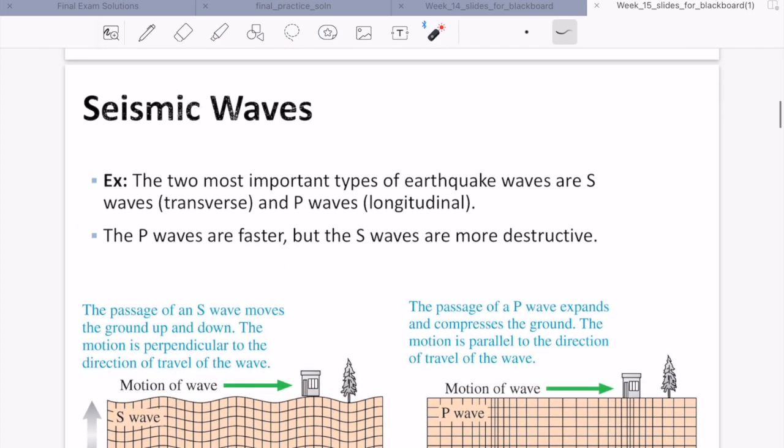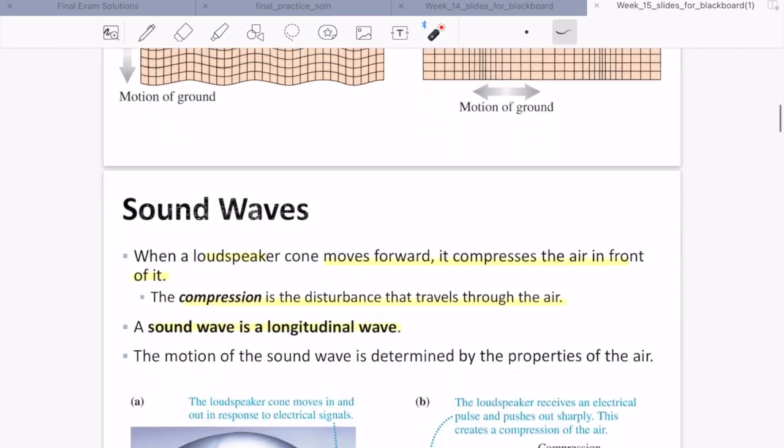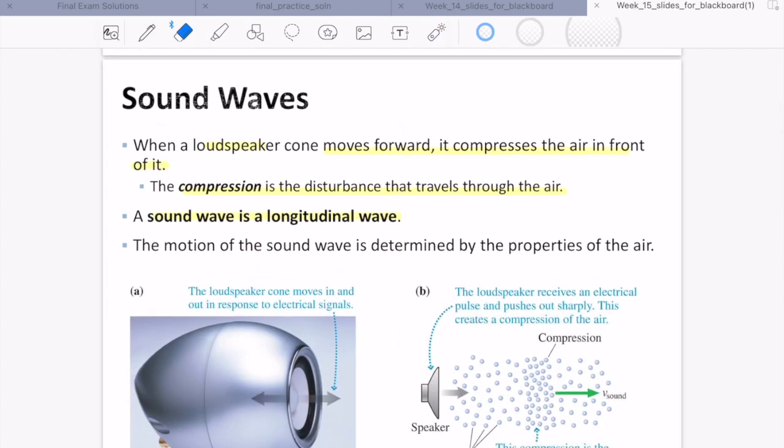Specific example here with seismic waves, we don't really have to know these, I don't think, so I'll just skip these over. But that's what I was talking about with sound waves, right?